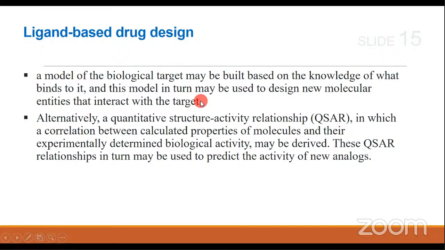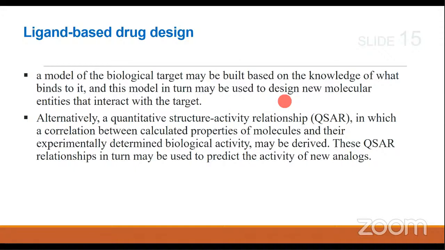A model of the biological target may be built based upon the knowledge of what binds to it. And the model may be used to design new molecular entities. So once we have the model, we can search against various libraries, and from those libraries, we can shortlist the molecules.